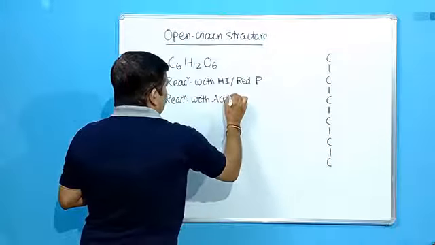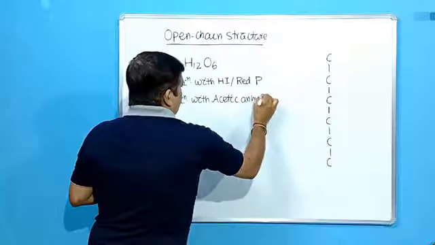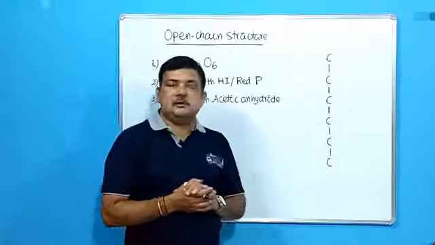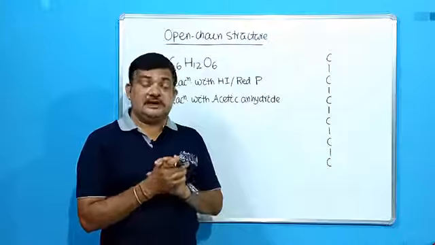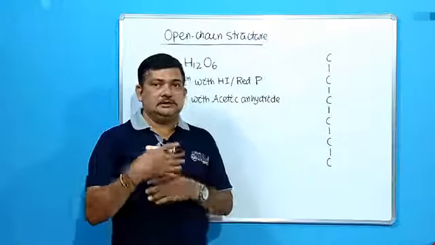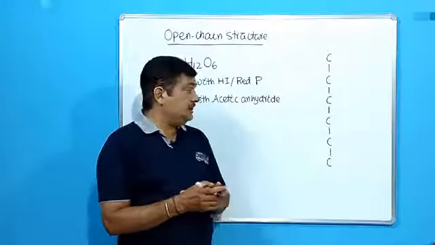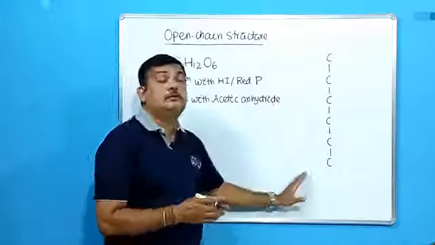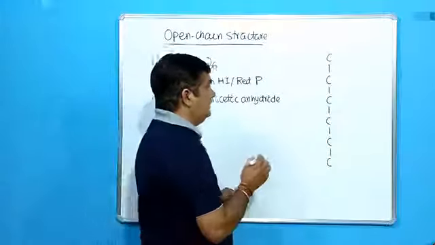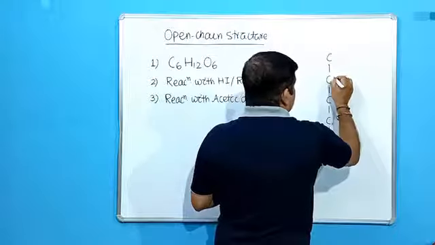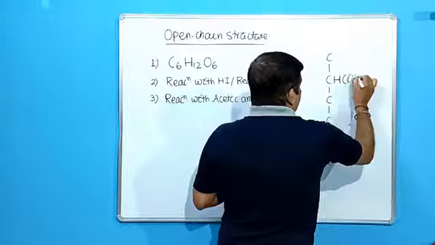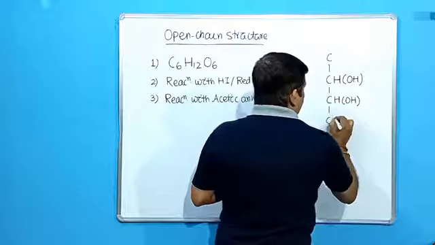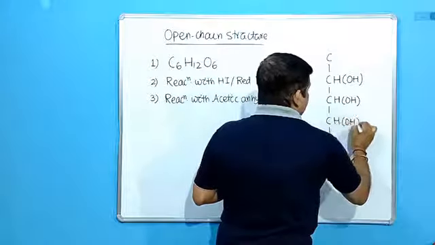Next, reaction with acetic anhydride. When glucose reacts with acetic anhydride, it produces glucose pentaacetate, which you saw in the last video. So when glucose reacts with acetic anhydride, it gives glucose pentaacetate, which confirms that glucose contains 5 hydroxyl groups, like this, 5 hydroxyl groups.